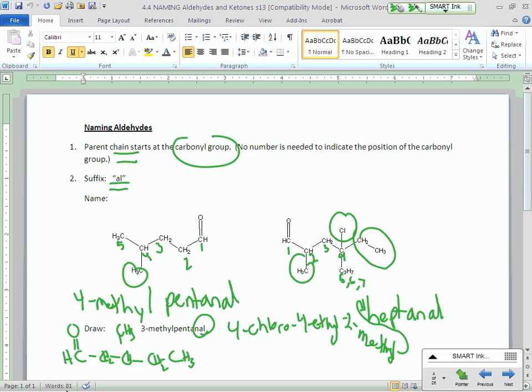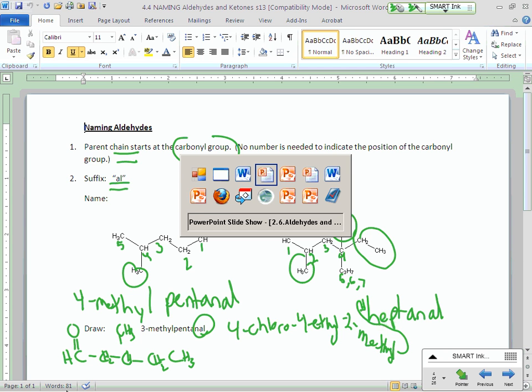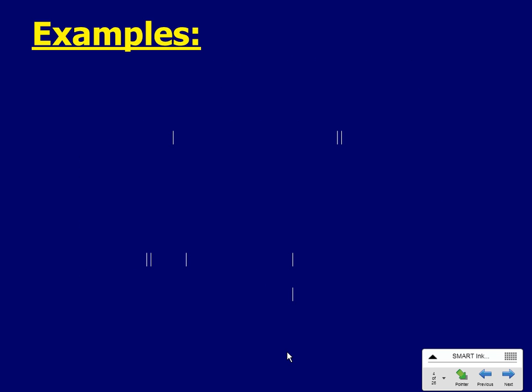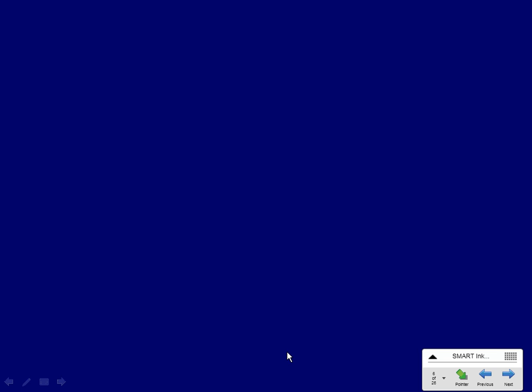So that's an aldehyde. We've just increased the connection of that hydrocarbon with the oxygen. Okay? All right, let's go back to where we started, right there. We've done the naming of the aldehydes. Excellent.